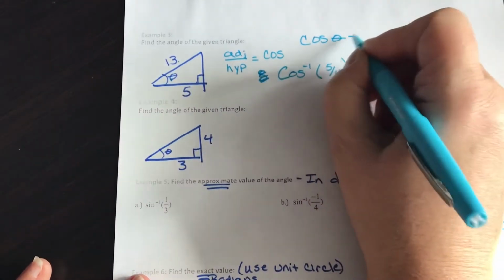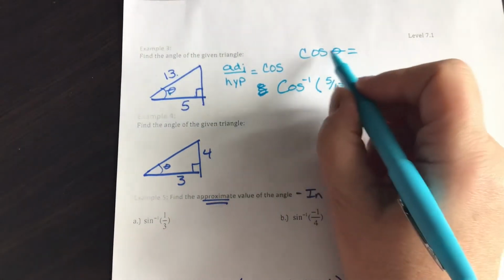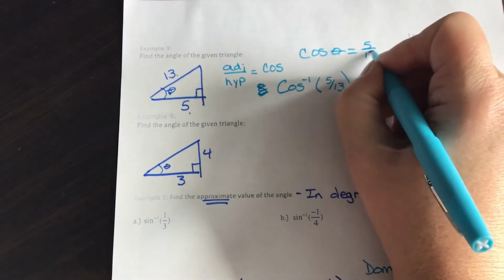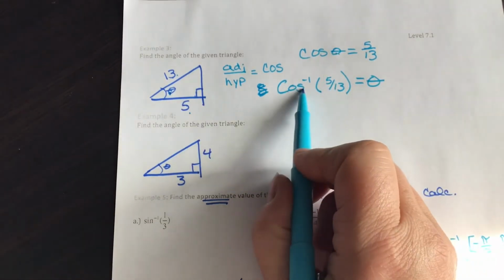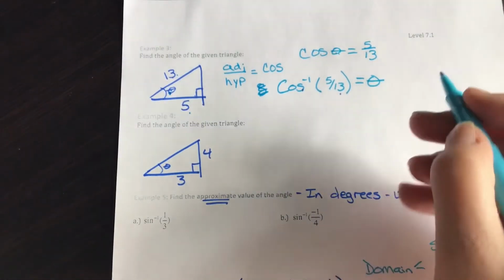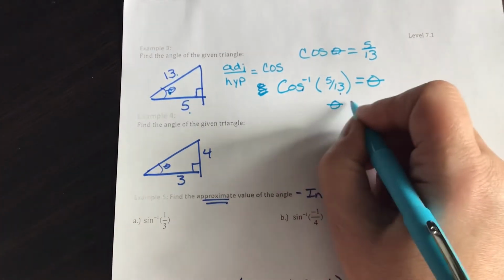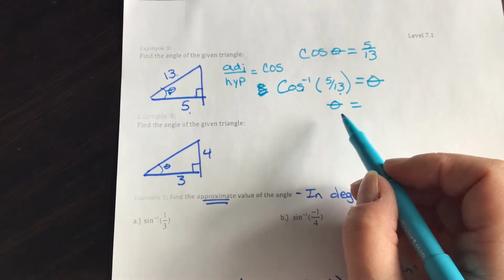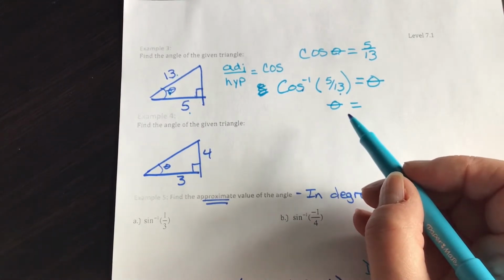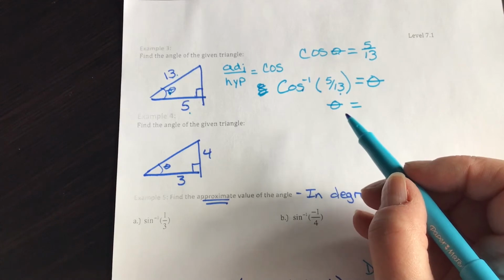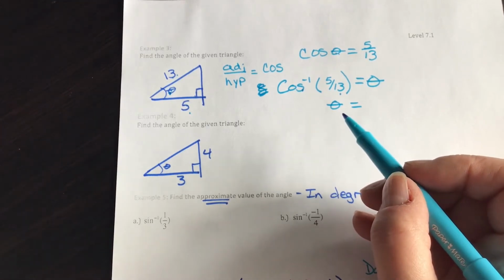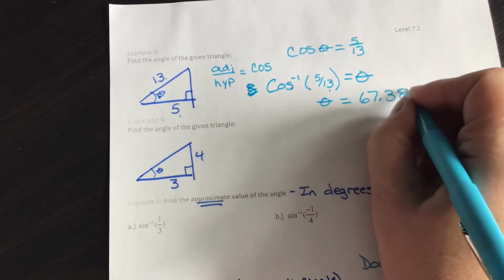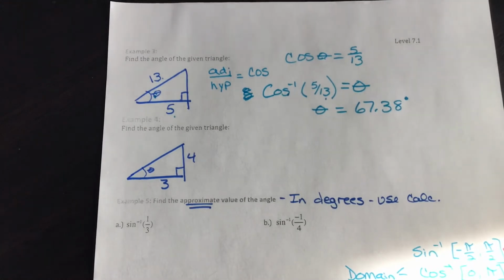I can probably start this a little bit better, where cosine of this angle is 5/13. To find the angle, I'm going to do the inverse cosine of 5/13, and I do that on my calculator, and I'm going to have an angle measure of 67.38. And I measured in degrees, so I have to put a degree sign there.